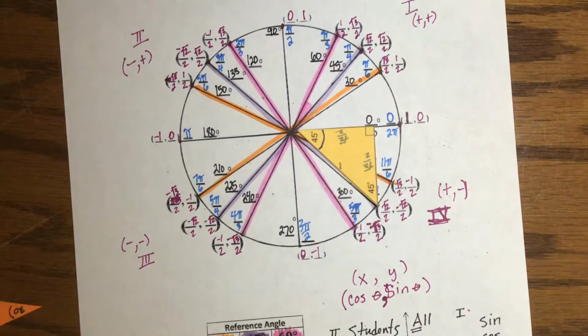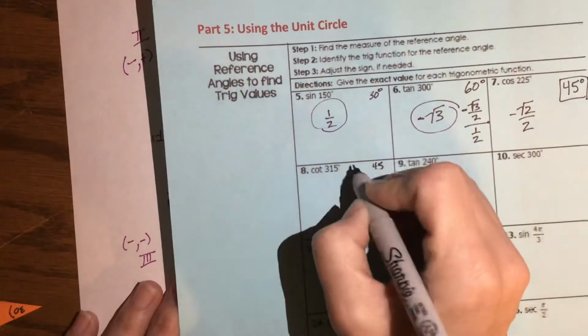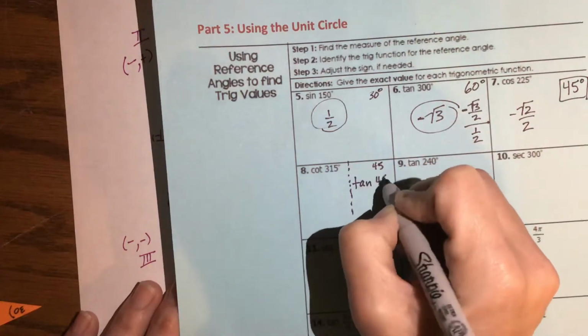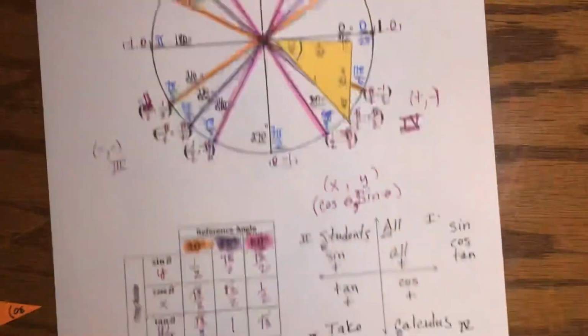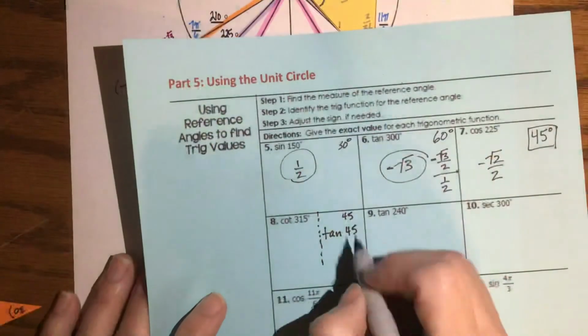Right? So I'm actually first going to say, okay, I have 45 degrees. So this is me doing side work here. I'm going to do tangent first. So tangent of 45 is 1. See that? But then I need to adjust the sign.